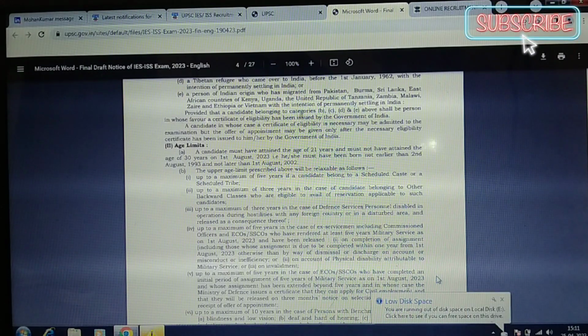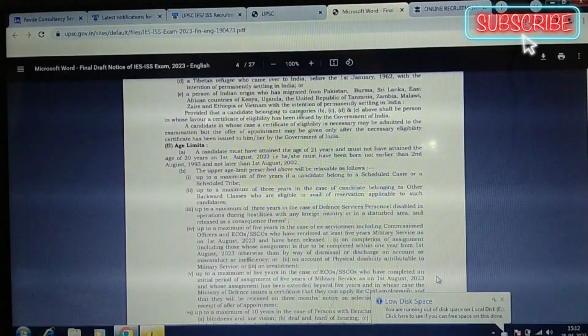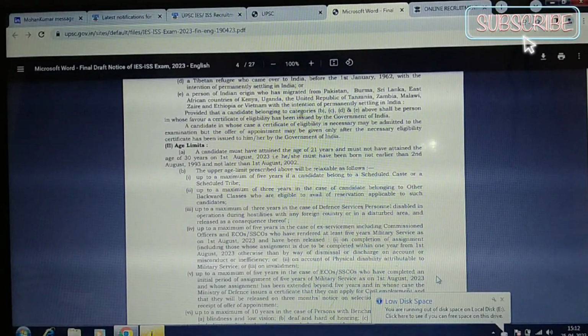Up to a maximum of 5 years if a candidate belongs to a scheduled caste or scheduled tribe, and up to a maximum of 3 years in the case of candidates belonging to other backward classes who are eligible to avail of reservation. For the SC candidates there are 5 years of relaxation, and for the OBC candidates there are 3 years of relaxation.